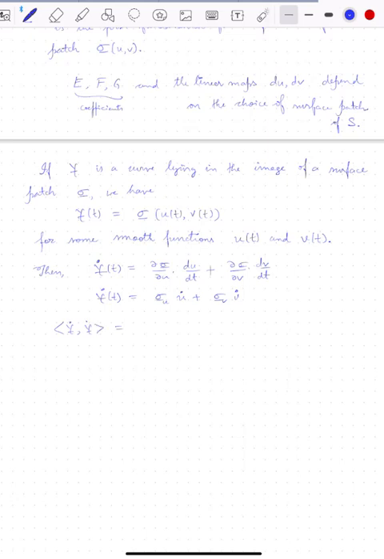So we can derive the inner product of gamma dot with itself to be E. Then we'll just write it down, though it's of course not so necessary to repeat. So you have sigma u vector plus sigma v vector, and this will be E u dot squared plus 2F u dot v dot plus G v dot squared, right? So this is the chain rule.